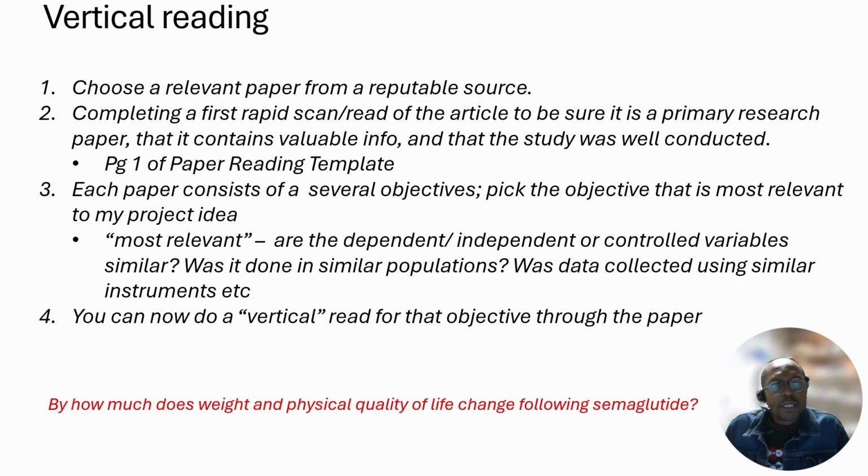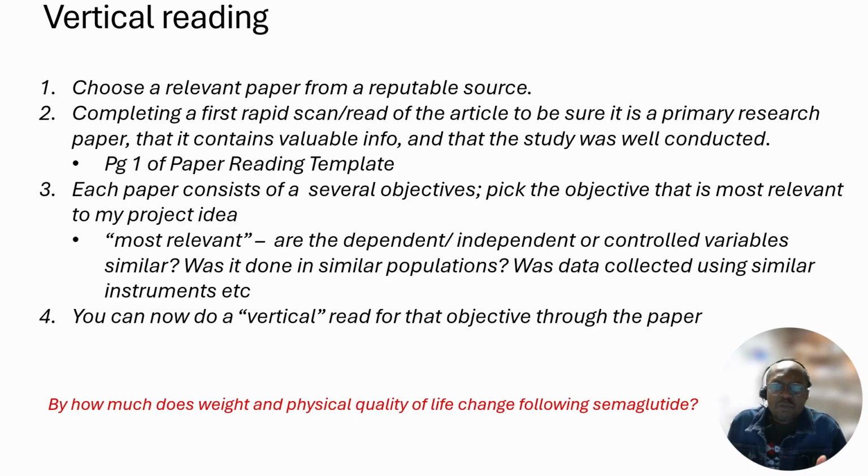To do that, first I will complete a first read, a scan of the paper. You want to be sure it's primary research. You want to be sure that it contains valuable information and that the study was well conducted. This is what you would fill out on page one of the reading template that I would give you: who are the authors, which journal, and things like that. Now, each paper consists of several objectives, and there are several hypotheses being tested in many papers. It's important that you pick, for this vertical read, the objective that is most relevant to you.